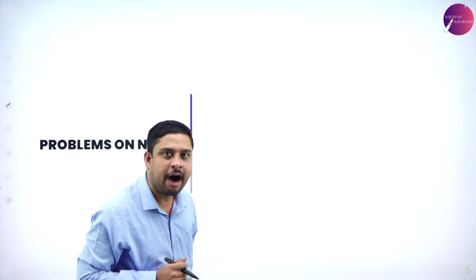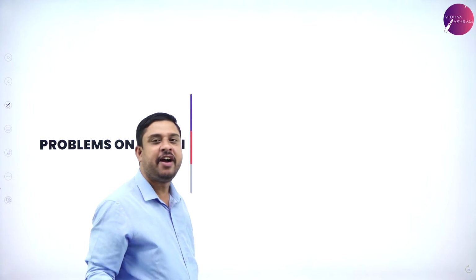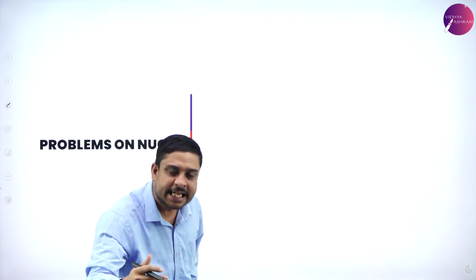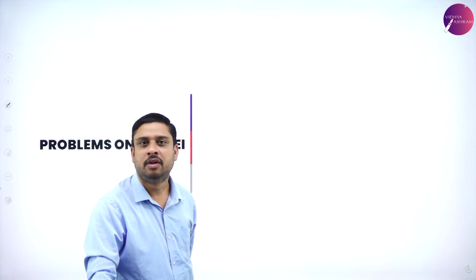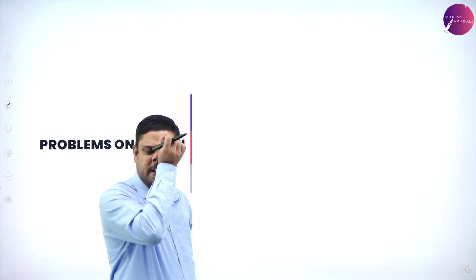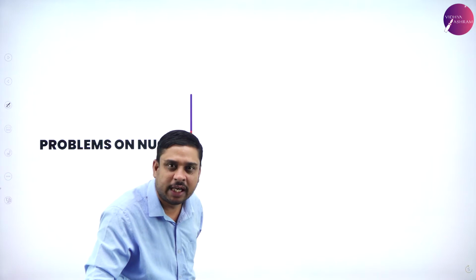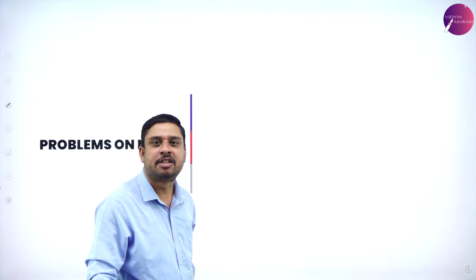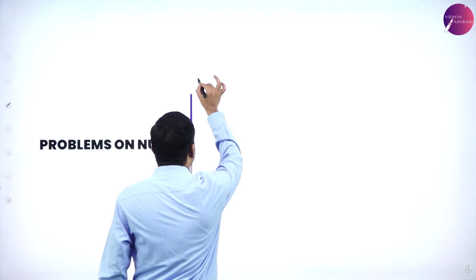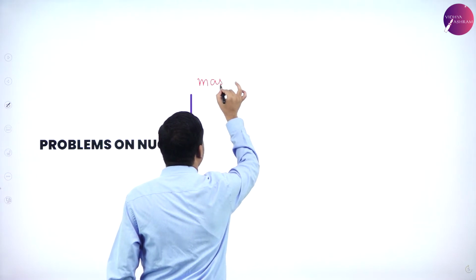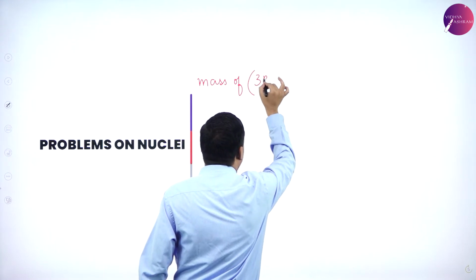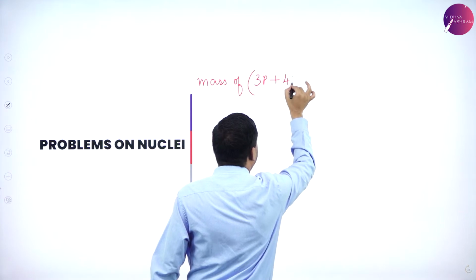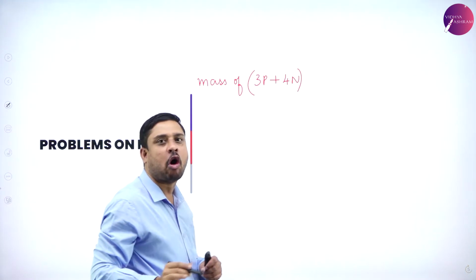So I have to calculate binding energy per nucleon. Again, to start, calculate mass defect and binding energy as we did in the previous problem. One additional step is where you have to calculate the binding energy per nucleon. Now, mass of 3 protons plus 4 neutrons.